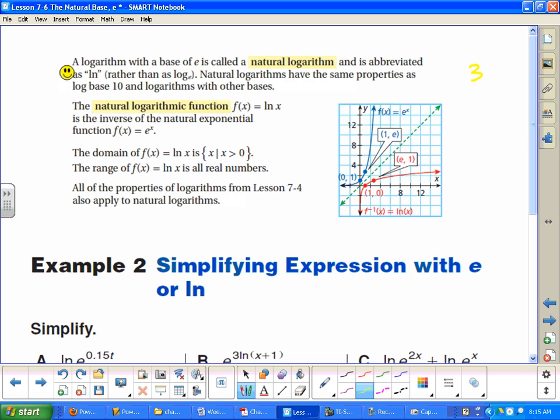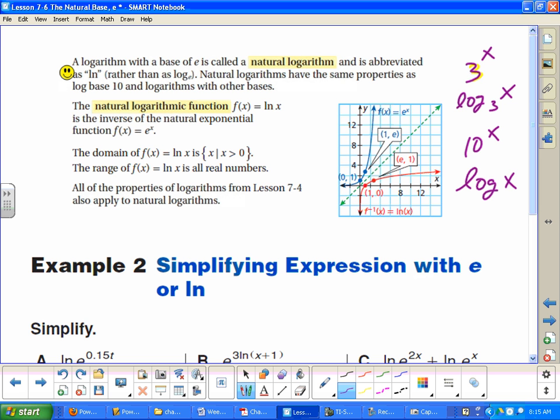3 to the power of x, the inverse of that would be the log base 3 of x. If I had 10 to the power of x, the inverse of that would be the log of x. So just a reminder that the inverse is basically taking it from exponential form to logarithmic form. So whatever the base is for the exponential, that's the base for my logarithm, the inverse of it.